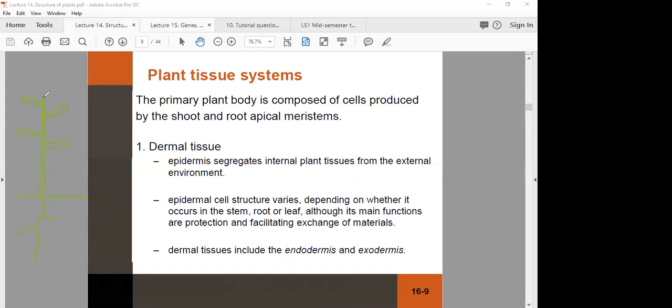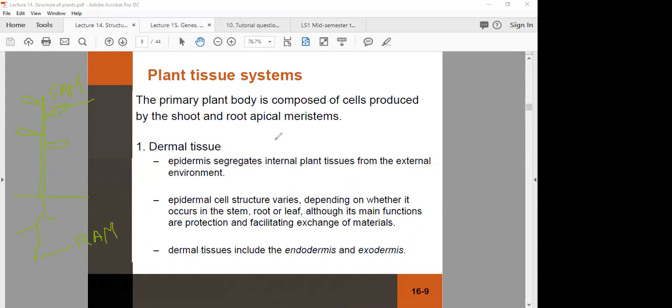Okay, and of course we have a region of cells here at the tip of the shoot, and this is called the shoot apical meristem, or simply SAM. And then down here, just behind the very tip there, we have a group of meristem cells, and that's referred to as the root apical meristem, or RAM.